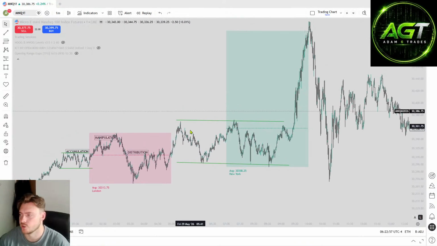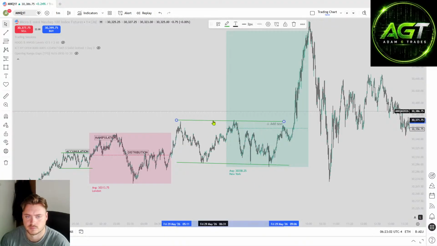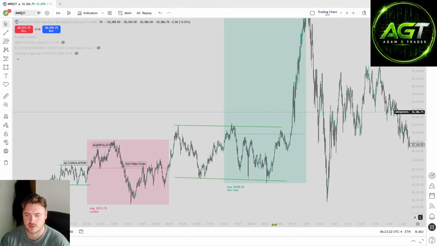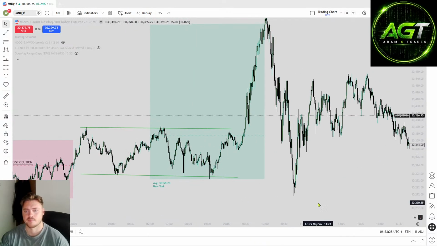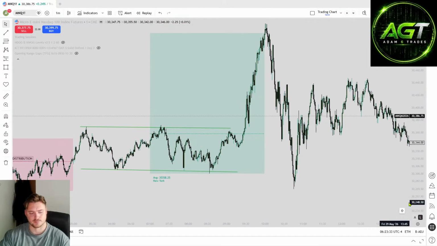So if that's accumulation of orders, price shares the same range, which makes it accumulation. Price keeps crossing back and forth over each other, targeting this high from here, and then targeting this low from here, but this still counts as accumulation. So see if you can spot the manipulation, and then see if you can spot the distribution. It's quite big on this one.